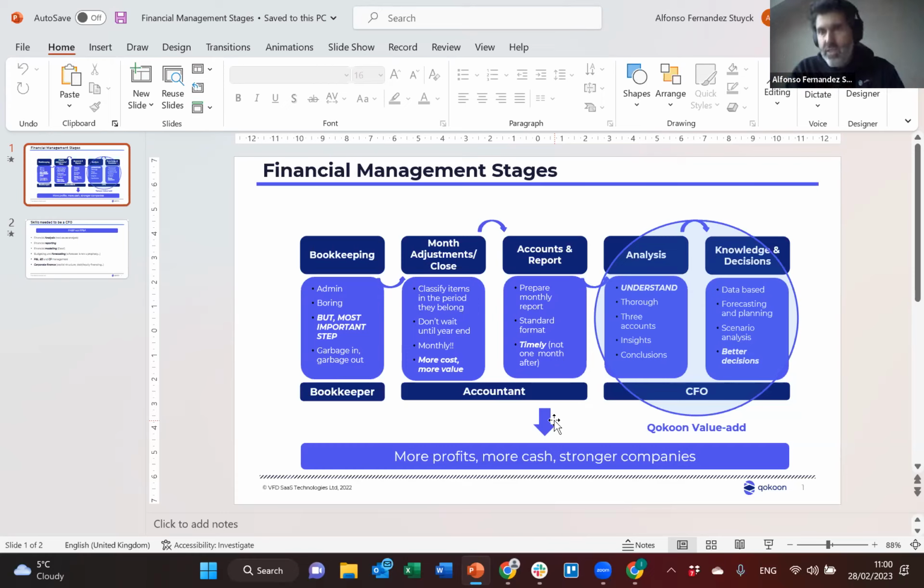Like I said, we download 5 years from Xero and QuickBooks. You can visualize the trends. I'm amazed myself when I get a new company in Qokoon, how fast it is for me to understand. Now, this is only going to become better.